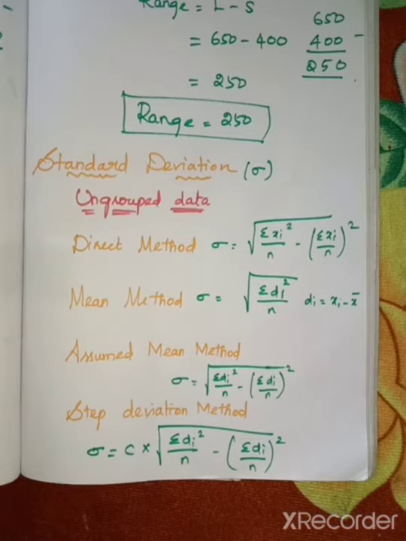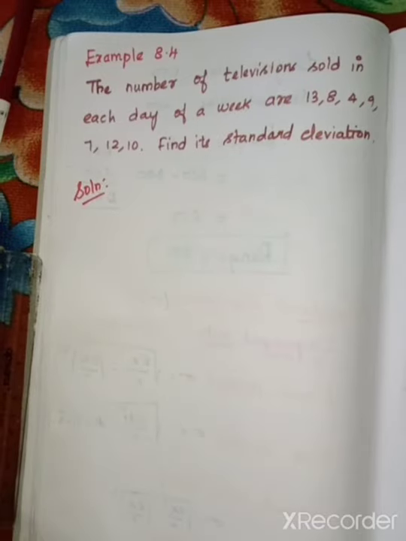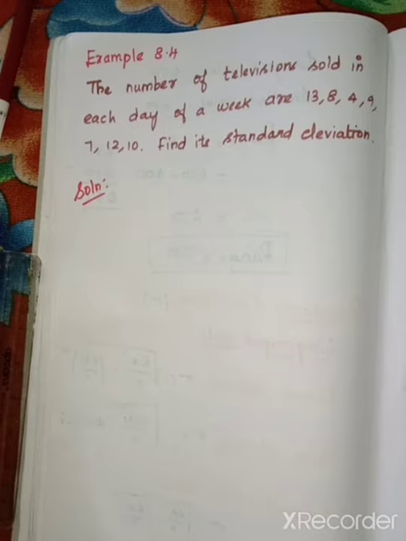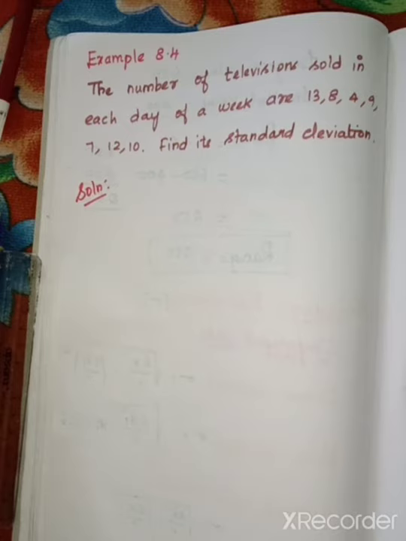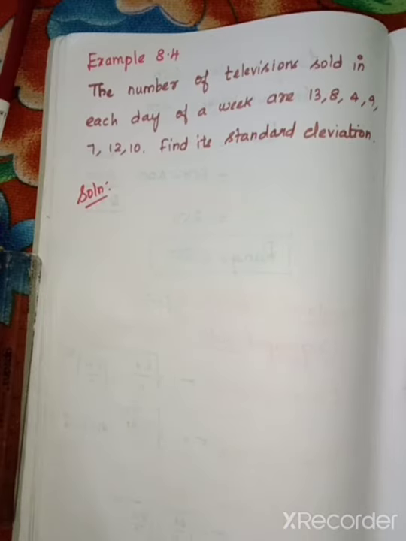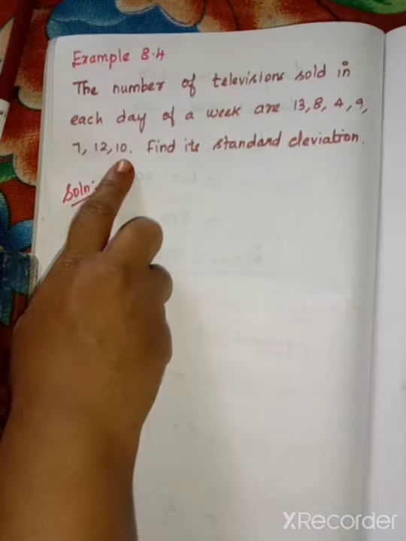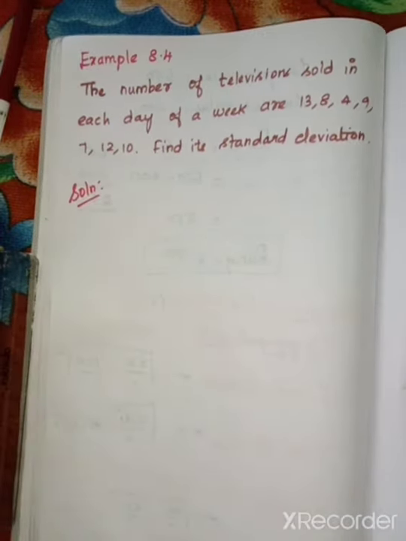ungrouped data. Example 8.4. The number of televisions sold on each day of a week are 13, 8, 4, 9, 7, 12, 10. So here we want to find the standard deviation. They didn't mention the method, so here we can use the direct method. For the ungrouped data, we want to find the standard deviation by using the direct method.